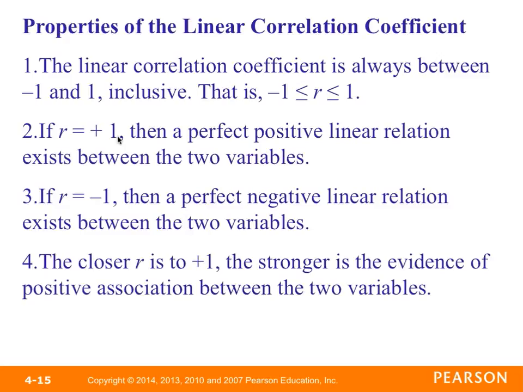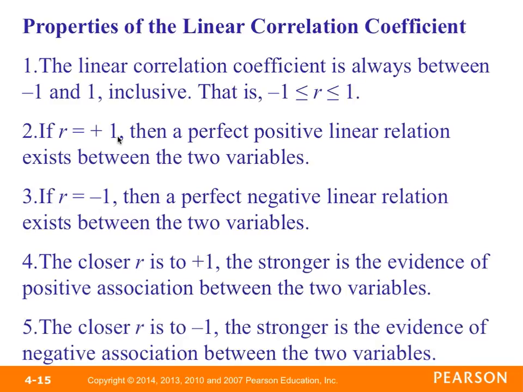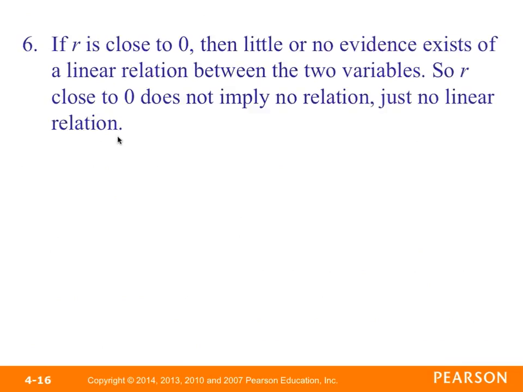If r is closer to +1, then that's stronger evidence of some positive association between the two variables. And if r is closer to -1, then that indicates that there is stronger evidence of a negative association between the two variables. Now, if r is close to 0, then that would indicate that there is not really any evidence to suggest that there is a linear relation between the two variables, okay?